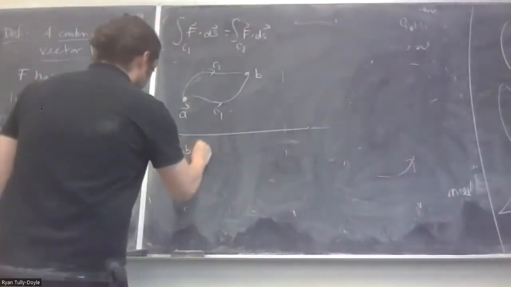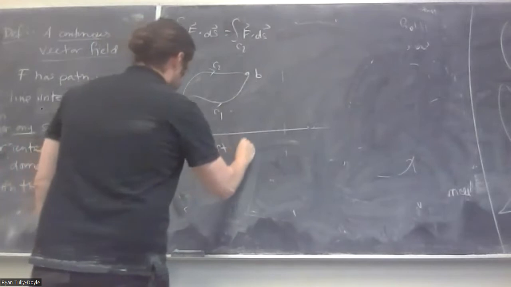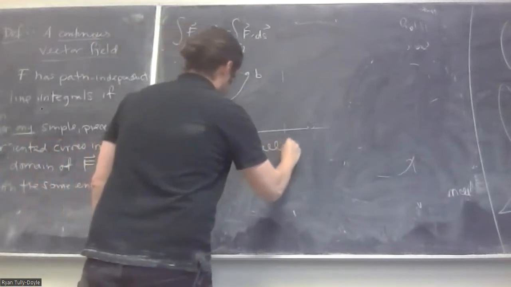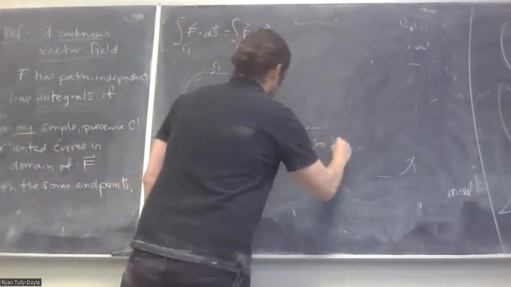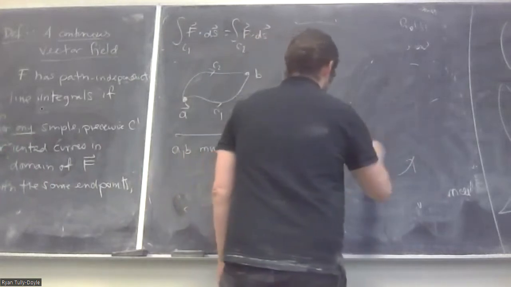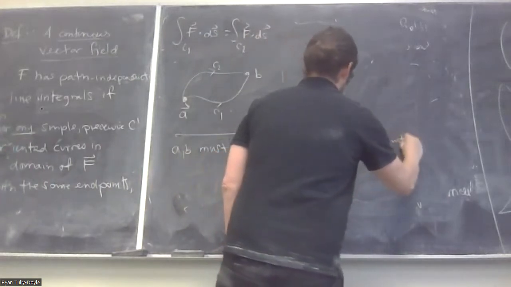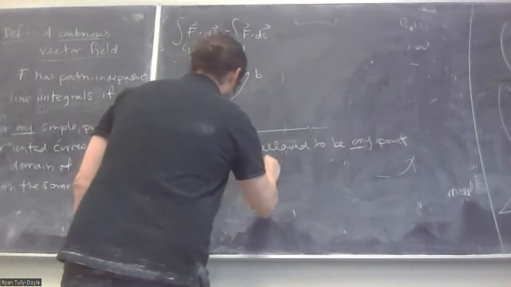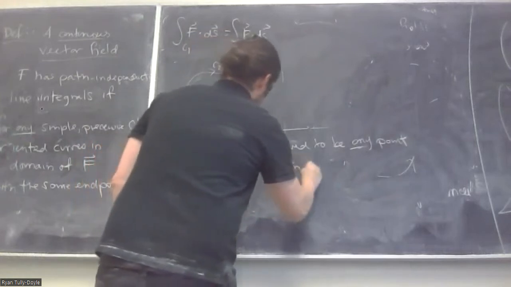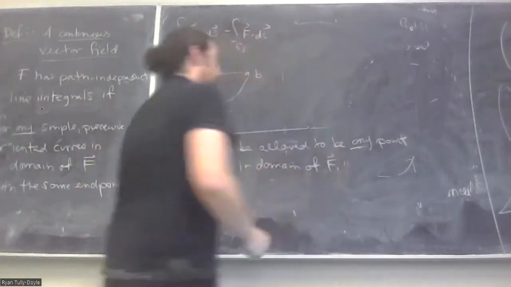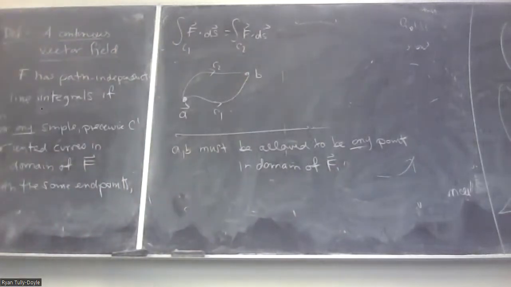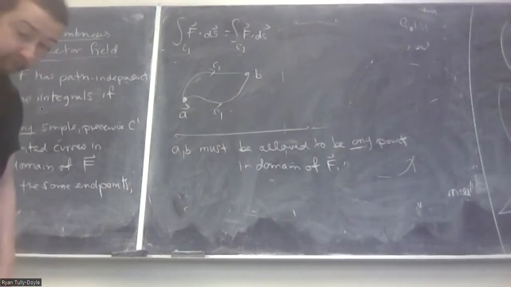A and B must be allowed to be any points in the domain of F. That's actually called a global condition. It's not a local condition. It's a global condition on the vector field itself that it is path independent.